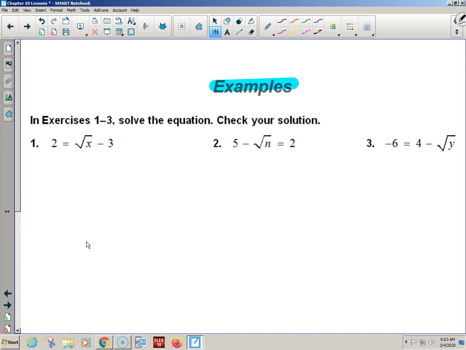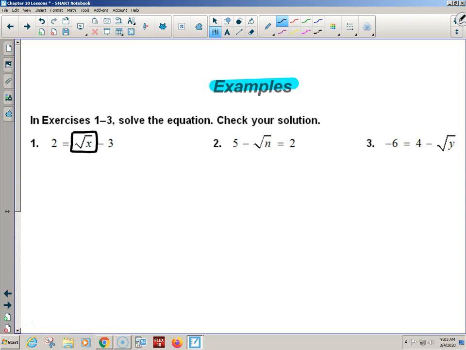I want you guys to at least try number 1, but maybe the others. But what I want you to do first, especially for those of you that are more visual, is go through and find the radical in each of these. Then you need to think about how to get the radical alone. Move everything else legally away.